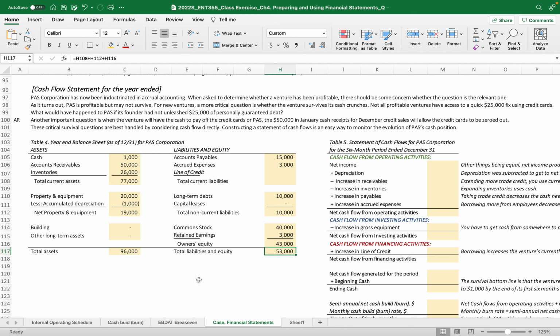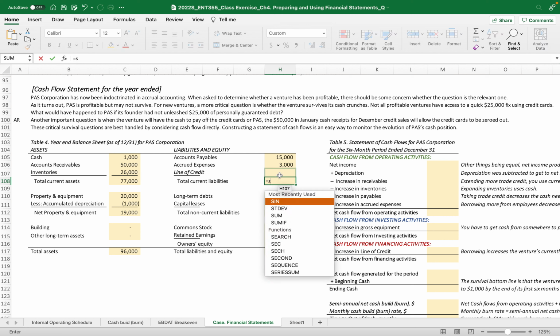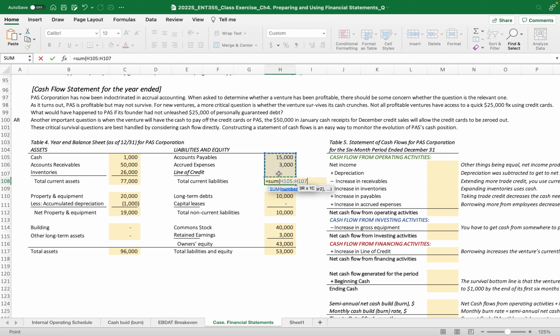We found that we need some additional line of credit, right? Oh, wait a minute. This should be the sum of all the current liabilities. Okay, there you go. So how do we get this line of credit, right? All the assets should be equal to total liability and equity.